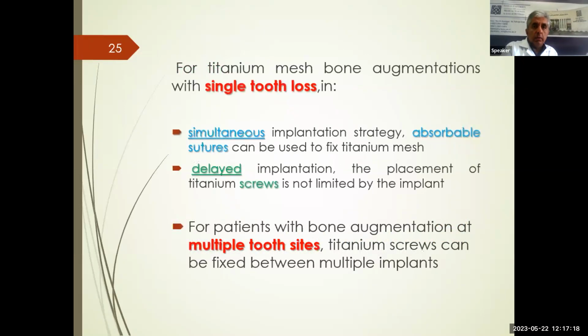For single tooth replacement, there are two strategies: simultaneous and delayed implantation. In simultaneous implantation, we can fix the titanium with resorbable suture, but in delayed implantation, the titanium mesh should be fixed by screws on a specific basis. For a patient with bone augmentation for multiple tooth replacement, titanium screws can be fixed in between the implant areas.